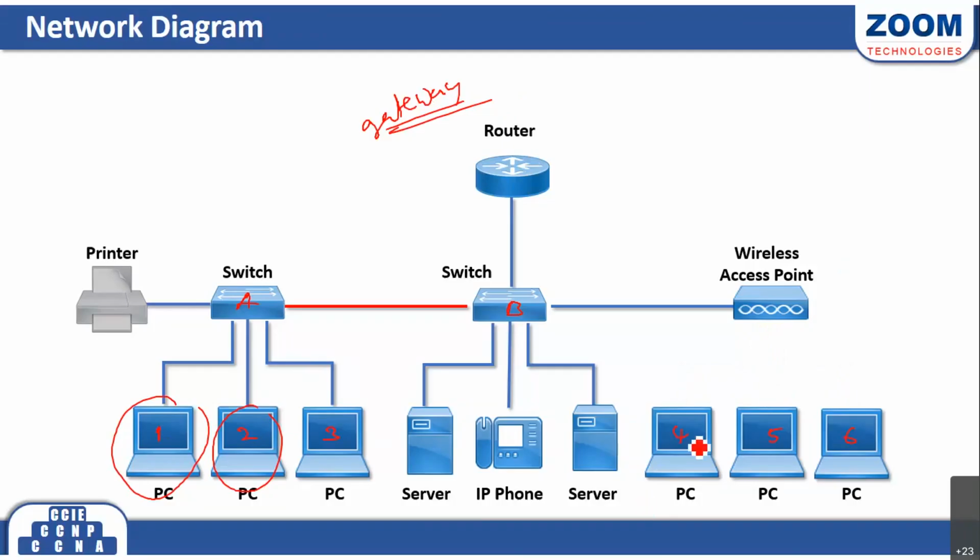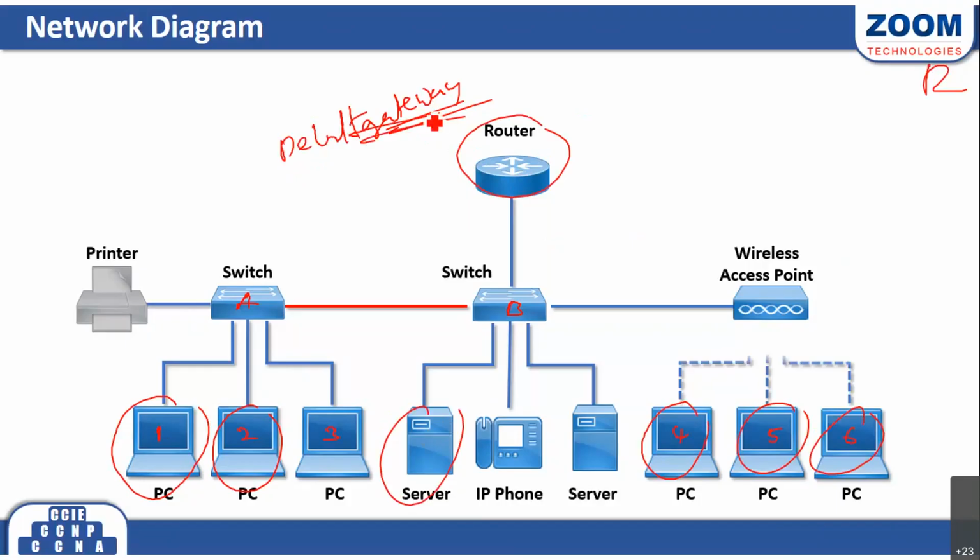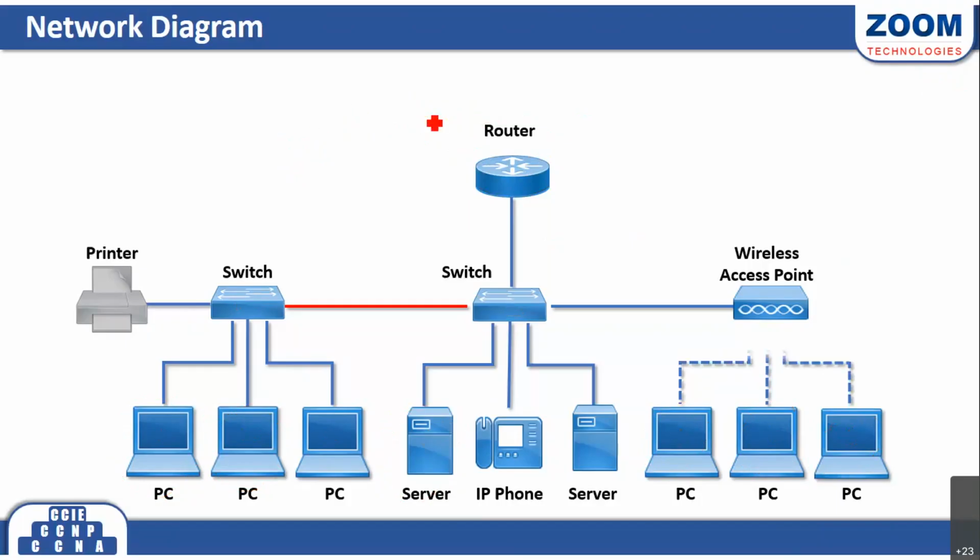Even wireless devices, PC4, PC5, PC6, that want to go outside, or an outside person who wants to access our server, whatever the traffic, different networks' traffic should go via the router. Router is a gateway, which we call the default gateway.